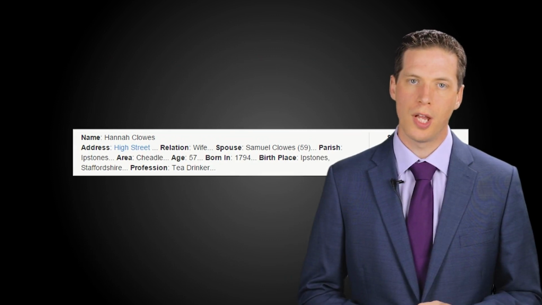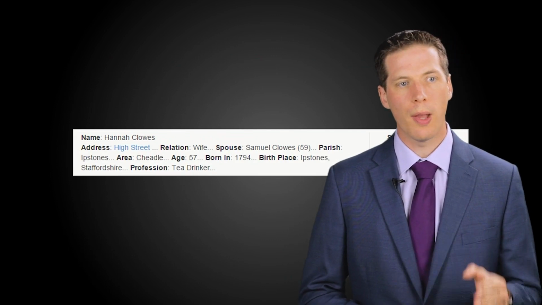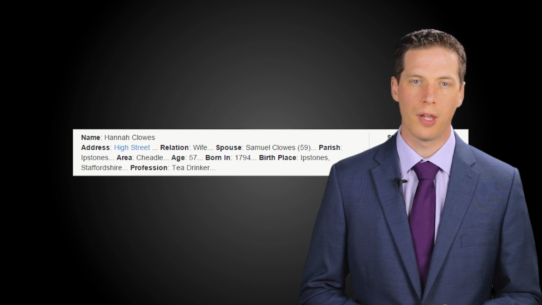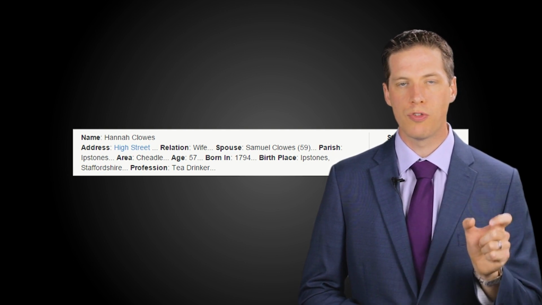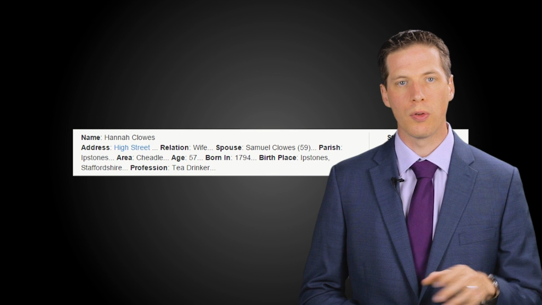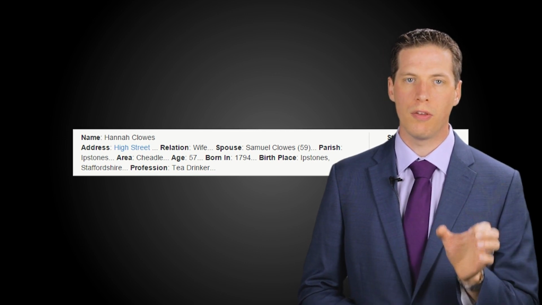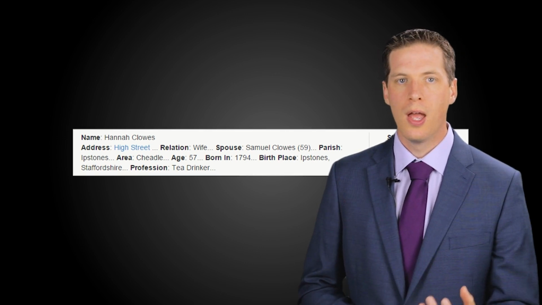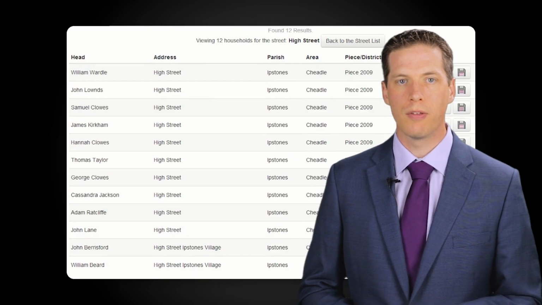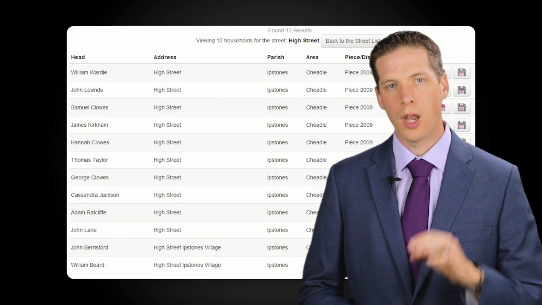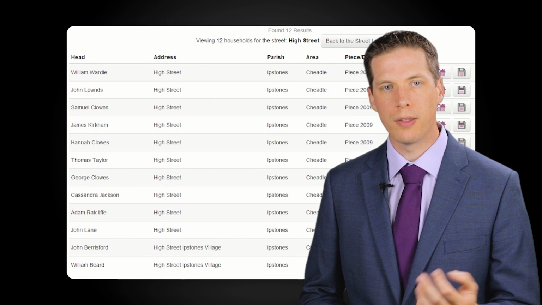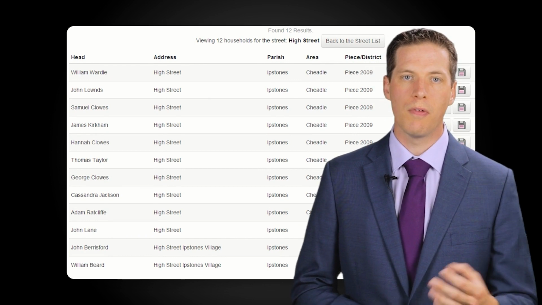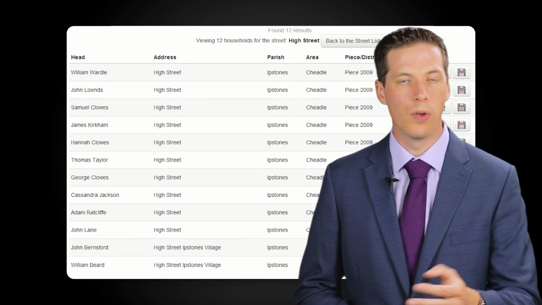However, the address search actually has a secondary use. So going back to our Hannah Clowes, our tea drinker from a second ago, you can see that the address is a clickable link. And you'll notice this on all of our census results, the address is a clickable link. If you click that link, it then goes to show you everyone listed on that particular street. And I really recommend anytime you find a new relative to just click that street and see if there's any other relatives living next door or nearby.